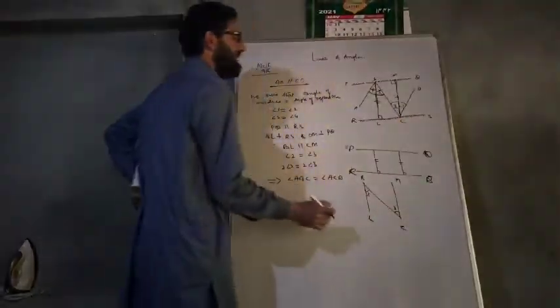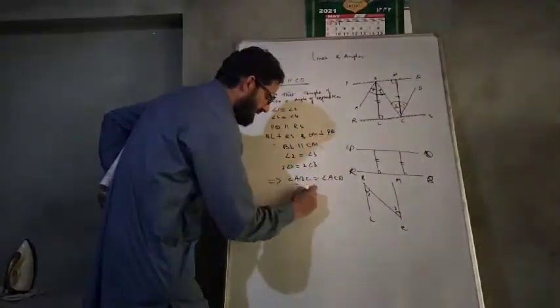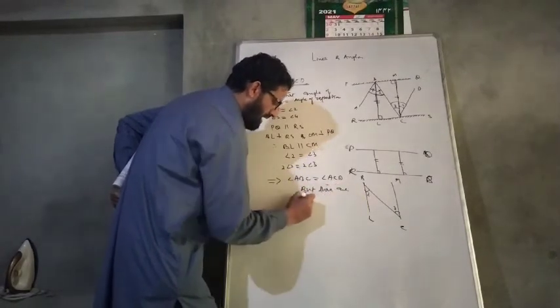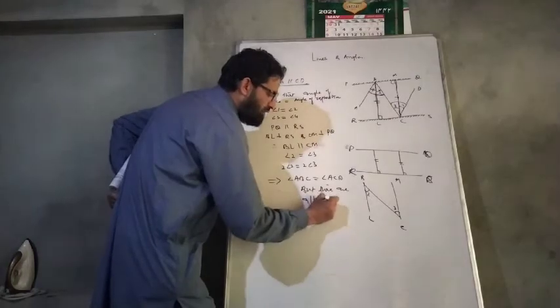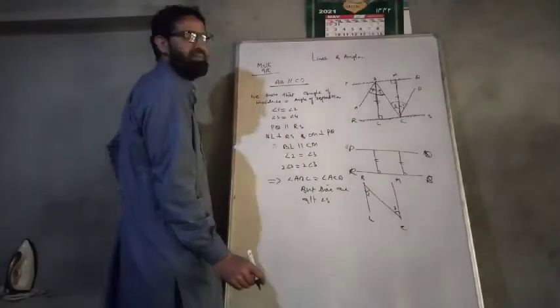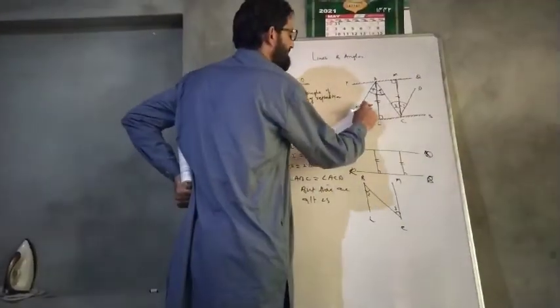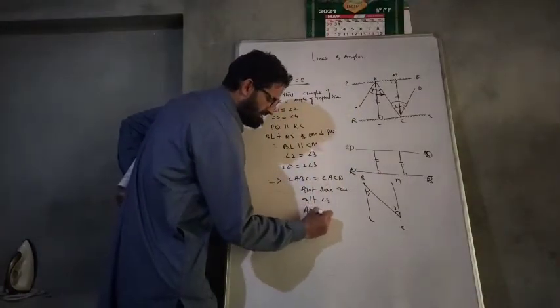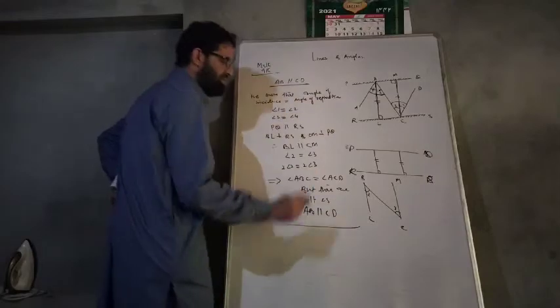But these are alternate angles. And you know, when alternate angles are equal, what about the lines? The lines are parallel. Therefore AB is parallel to CD. This was to be proved.